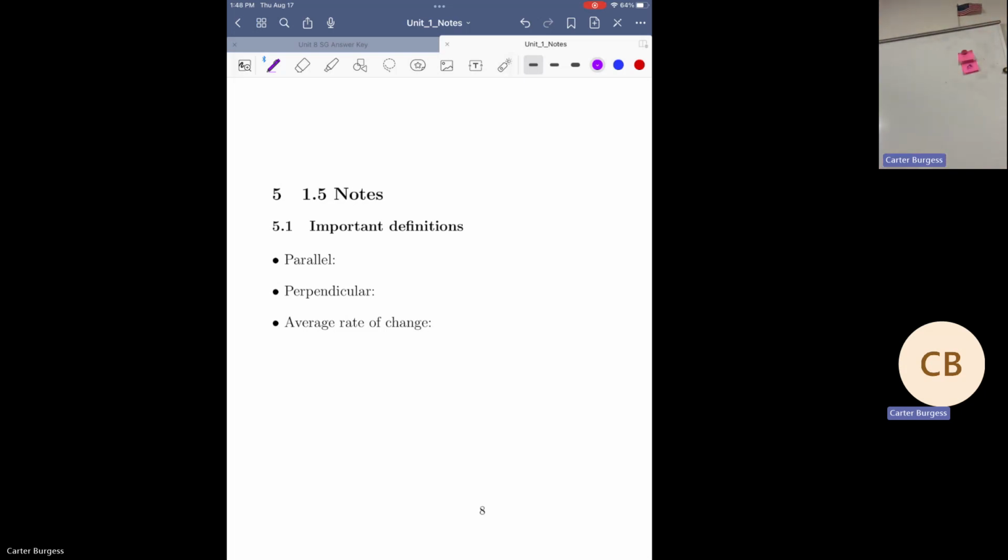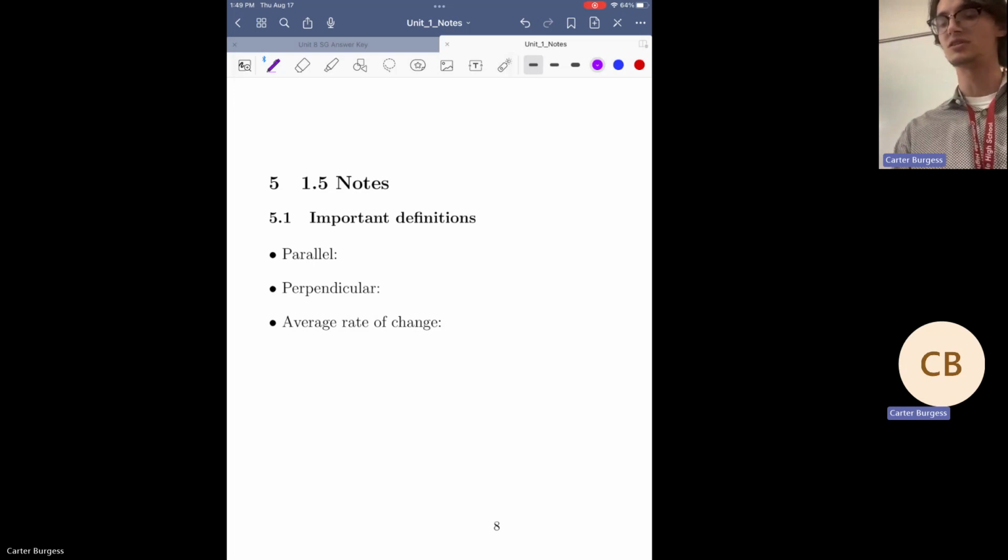So where we're going to kick off is with a brief discussion of parallel lines and perpendicular lines. So if not a review from Algebra 2, hopefully a review from geometry. What does it mean for two lines to be parallel? Okay, they never intersect. I think that is certainly a great place to start.